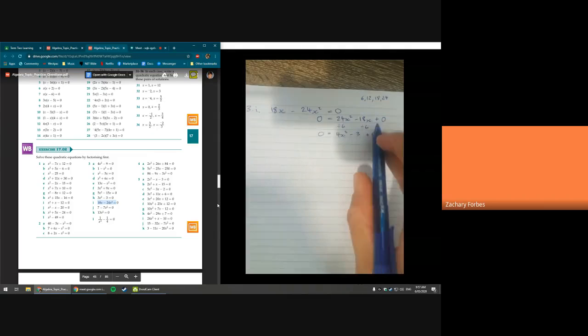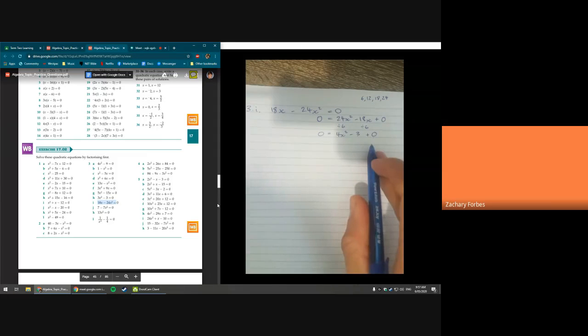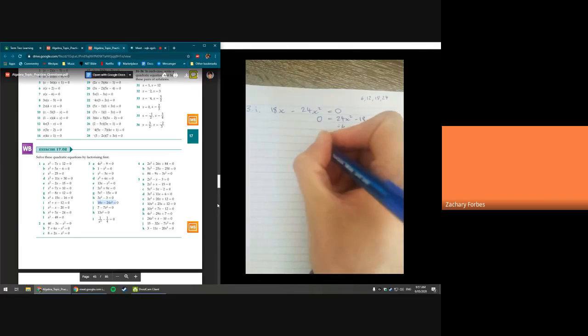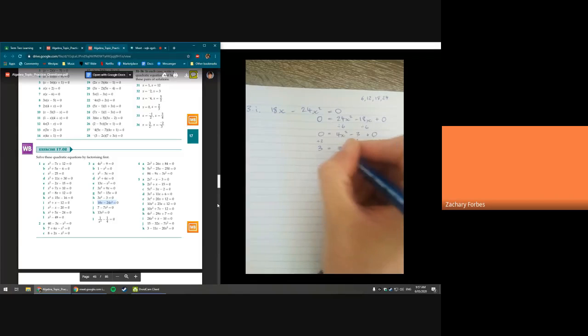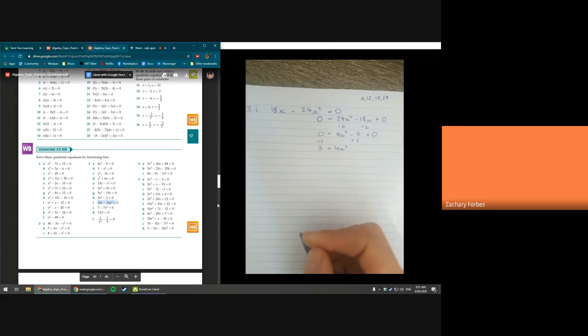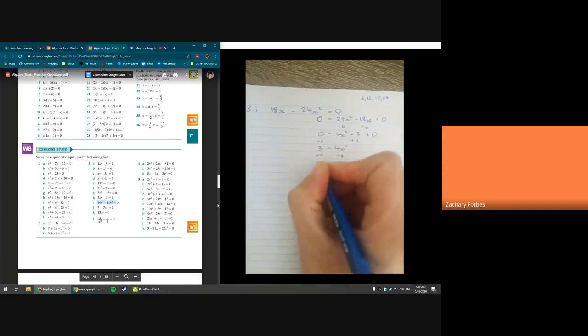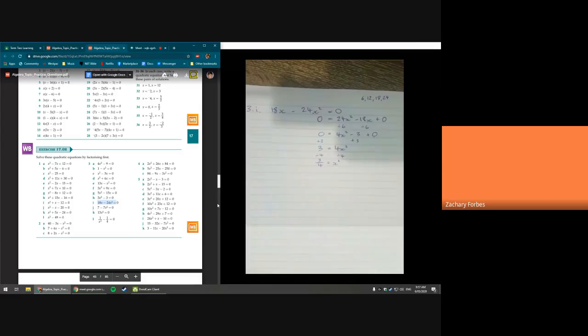Nah, okay. I'm going to do a different method. I'm going to add 3 to both sides, so I get 3 equals 4x squared. I'm going to then divide both sides by 4, so I get 3 over 4 equals x squared. I feel like I should be doing a better method than this, but meh.